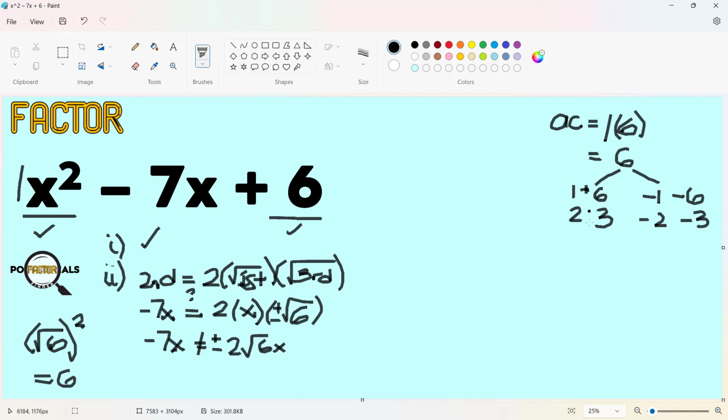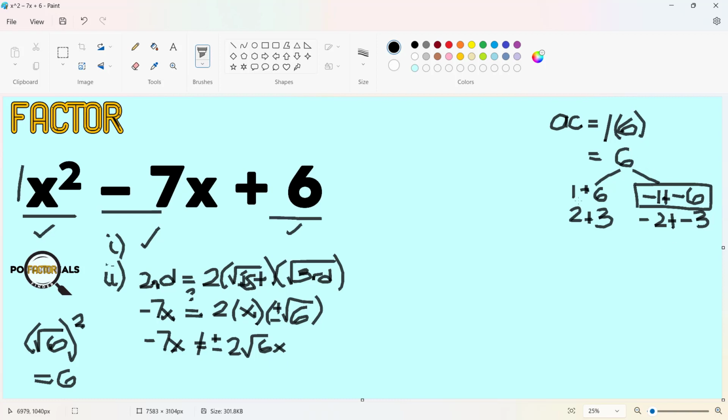Let's try to add all of these. The pair that will result in our middle term, which is minus 7, is the one we're looking for. 1 plus 6 is positive 7, so it's not. 2 plus 3 is 5, so it's not. The last one, negative 2 plus negative 3, is negative 5, and it will not result in negative 7. Here, negative 1 plus negative 6 is negative 7. And negative 1 times negative 6 is your AC.